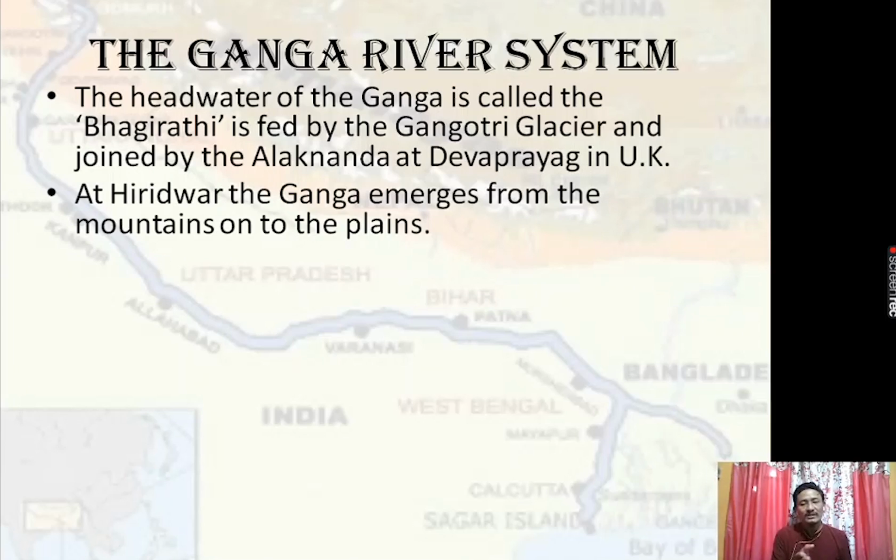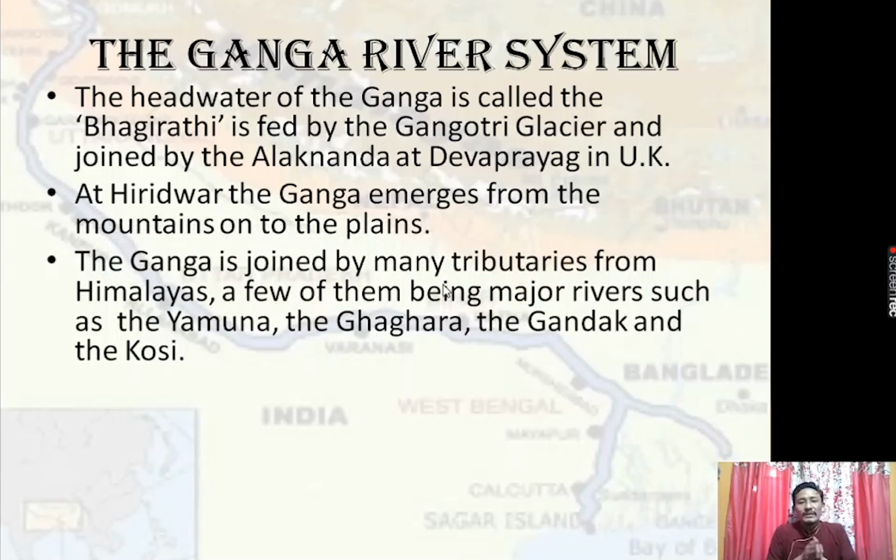And we already know the Ganga later on, at this particular point, Allahabad, gets connected by the Yamuna. Okay, so the Ganga is joined by many tributaries from the Himalayas, very obvious. A few of them are major rivers such as the Yamuna, as I've already mentioned, which connects with the Ganga at a point in Allahabad, which is in Uttar Pradesh. Then you have Ghagra, then you have Gandak, and you have Kosi. So Ghagra, Gandak, and Kosi mostly come from Nepal.